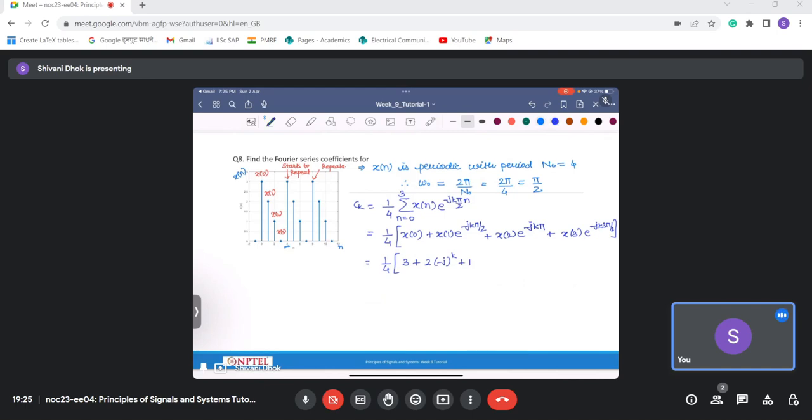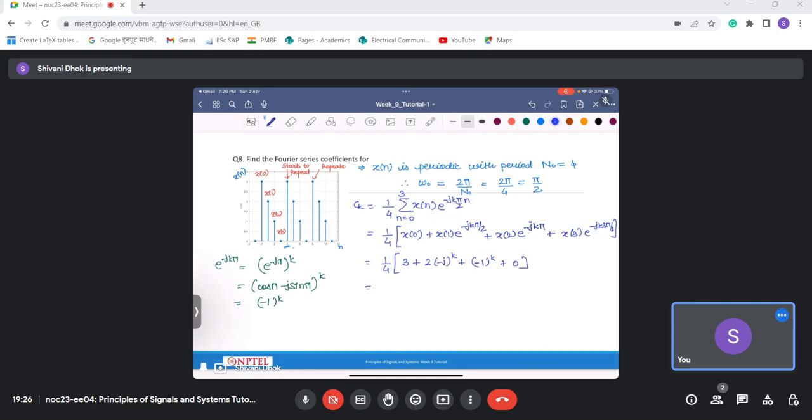And now let us try to find out what exactly is this e power minus jk pi. So this is e power minus jk pi, which is equal to e power minus j pi whole to the power k, which I can write as cos pi minus j times sin pi whole to the power k, which is equal to minus 1 to the power k. So this I can write as 1 into minus 1 to the power k, plus this x3 is 0.